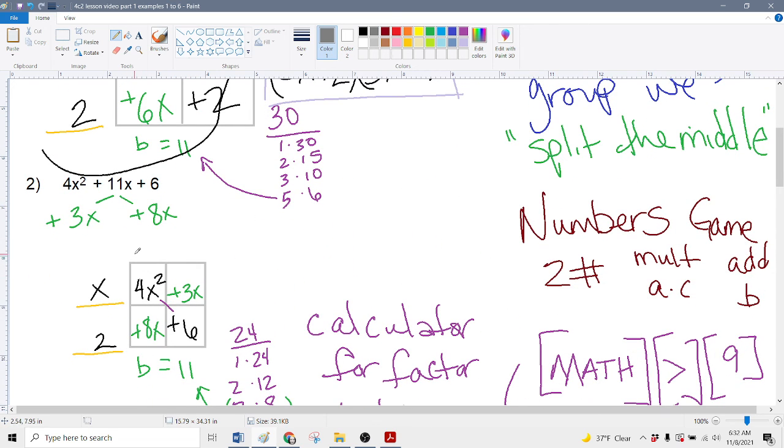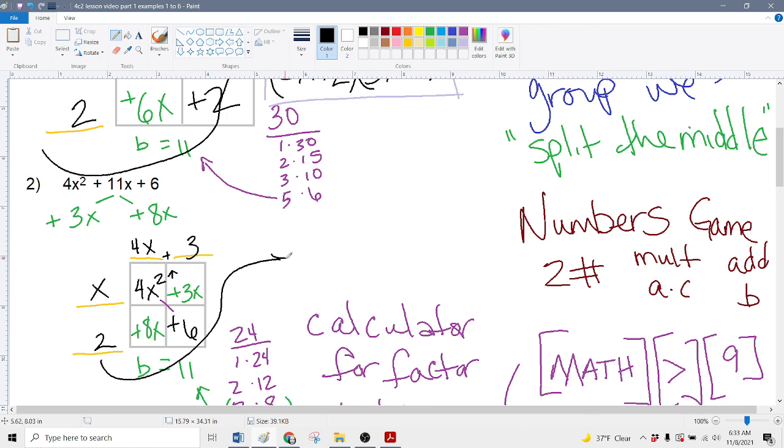All right, now we're going to go to those top spots. And on those top spots, we like to ask, what do I need to multiply x by to get back to 4x squared? And we need to multiply by 4x. On this term, we need to multiply by, and we're going to bring that plus up, a plus 3. Let's check. 4x times x is 4x squared. Good. 3 times x is 3x. 4x times 2, 8x. 3 times 2 is 6.